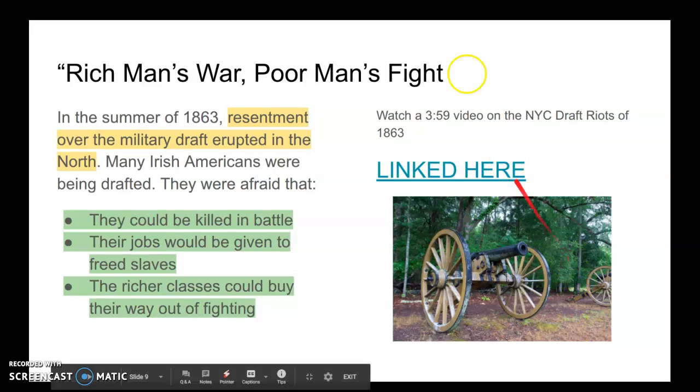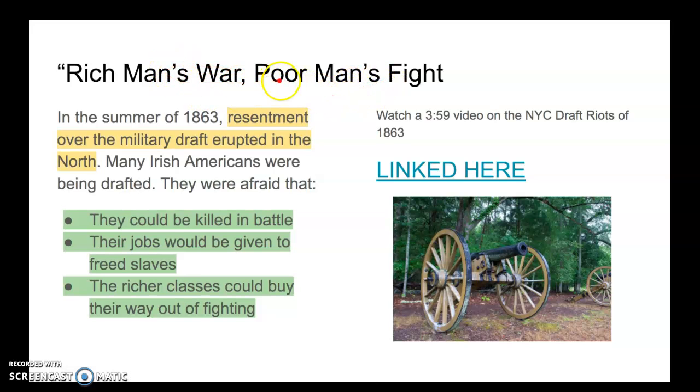Because of these things, you hear people say it's a rich man's war. The rich folks got us into this war, but the poor men are going to do the fight. So they say rich man's war, poor man's fight. You'll hear that a lot throughout history.